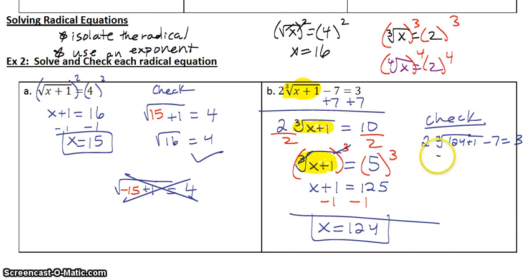Anyways, let's just go through this really quick. Cube root of 125 is 5.